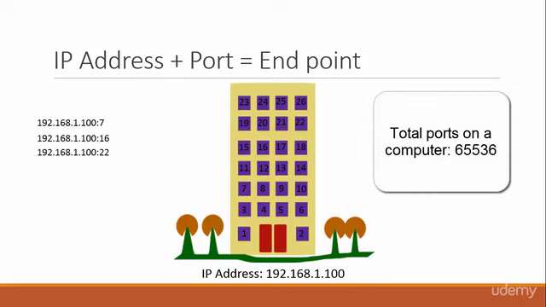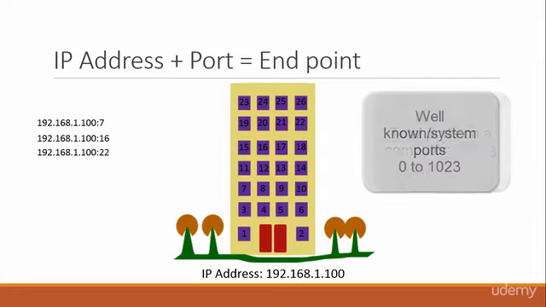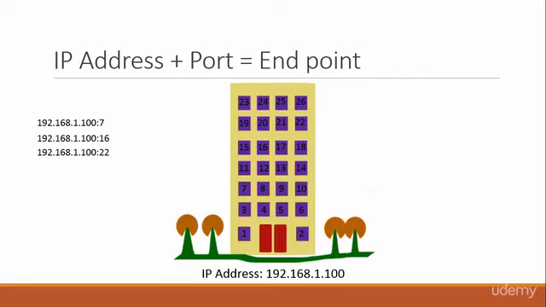There are a total of 65,536 ports on a computer. Port numbers from 0 to 1023 are reserved for operating system usage. These are called well-known ports or system ports.